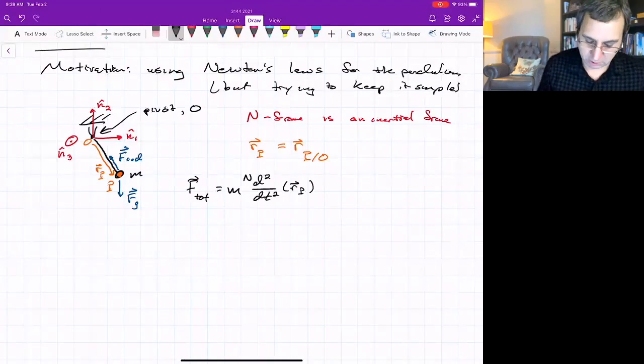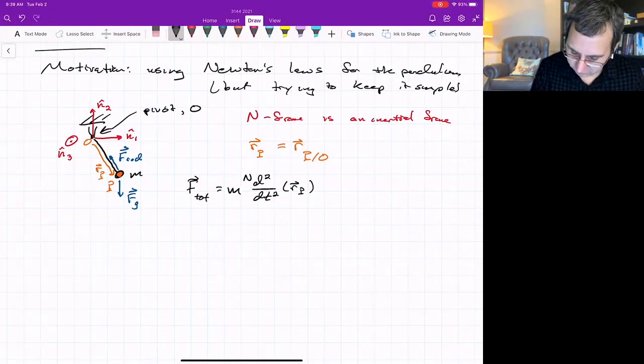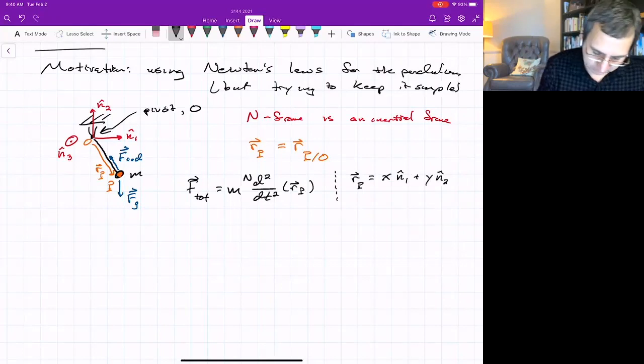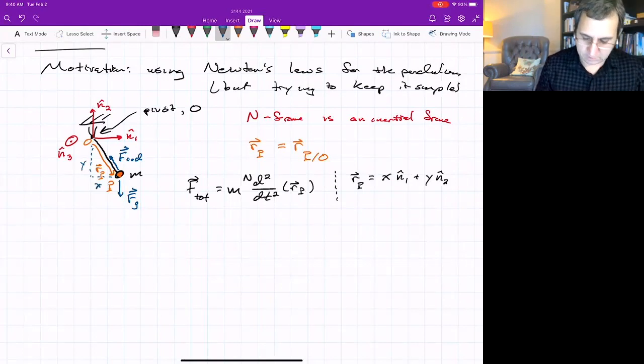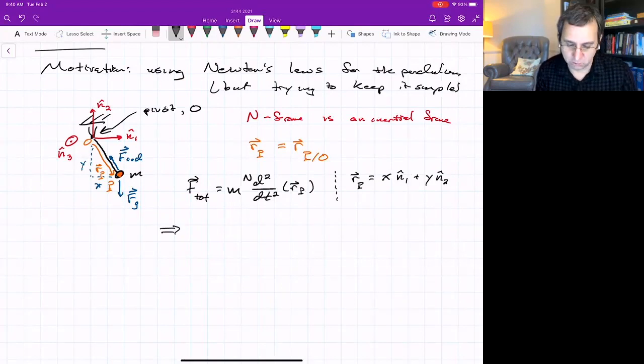If you did this in terms of Cartesian coordinates though, right, we have some choices. We could say, well, let's write R_P is X in the N1 direction plus Y in the N2 direction. I mean, that's straightforward. Why wouldn't I do that? Here's X, here's Y. And then we take derivatives and things. So you would end up getting something that looks pretty horrendous.